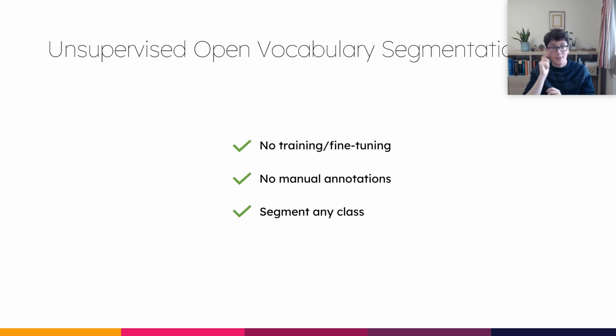So this is quite nice because now we've used pre-trained models without any further training or fine-tuning. We just download them and they're ready to use. We don't need any manual annotations because we're just generating the data automatically the way we need it, and we can segment any class.